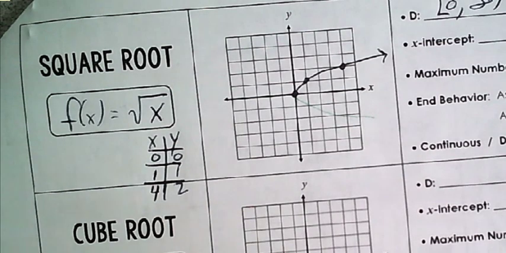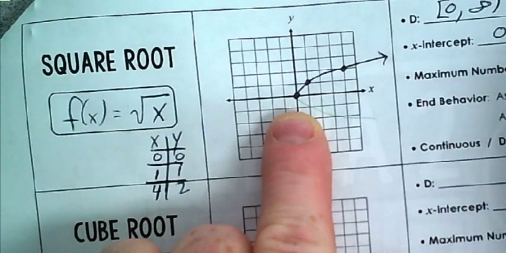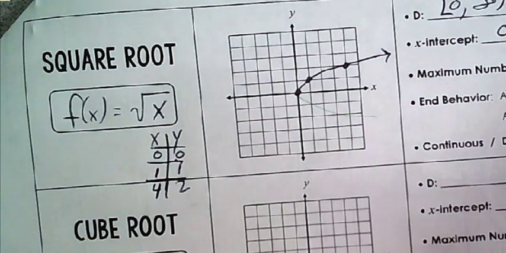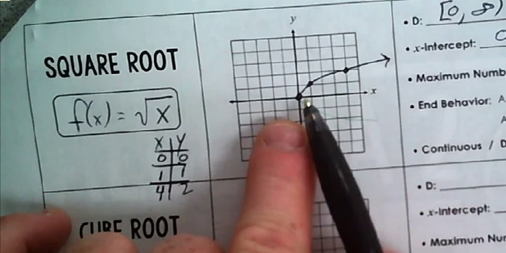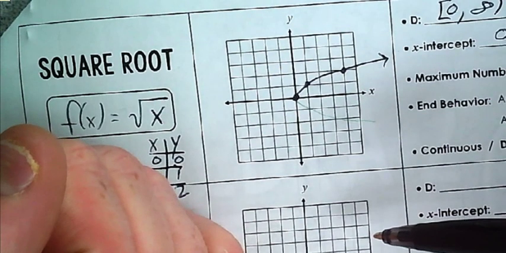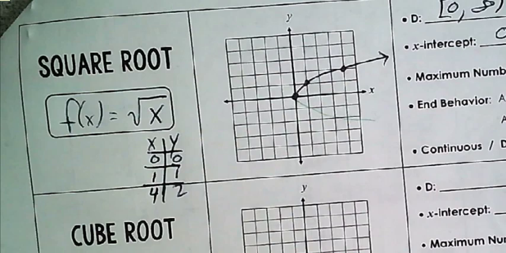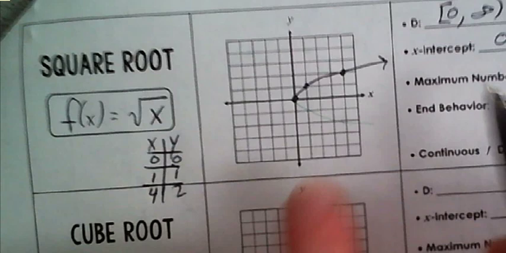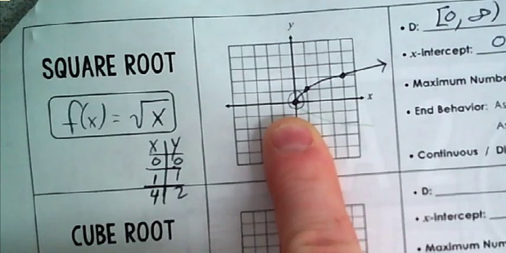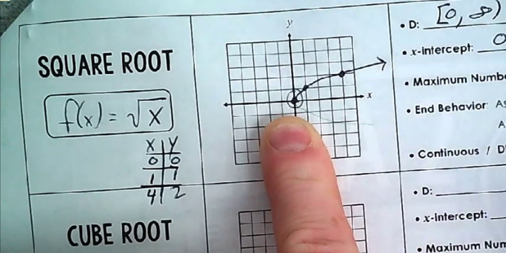All right. X-intercept. Where is it? 0. Y-intercept is 0. Maximum number of roots or zeros: 1. And this is why. If I shift this thing down, it's still only going to cross the x-axis one time. There's no way I can get it to cross more than once. Alright, end behavior. As x goes to what? What does it end at? 0. So, really, it ends at 0. It's an endpoint. So, as x goes to 0, y also goes to 0.